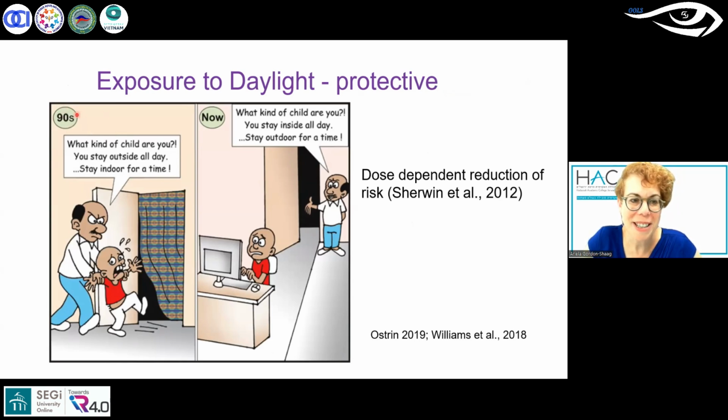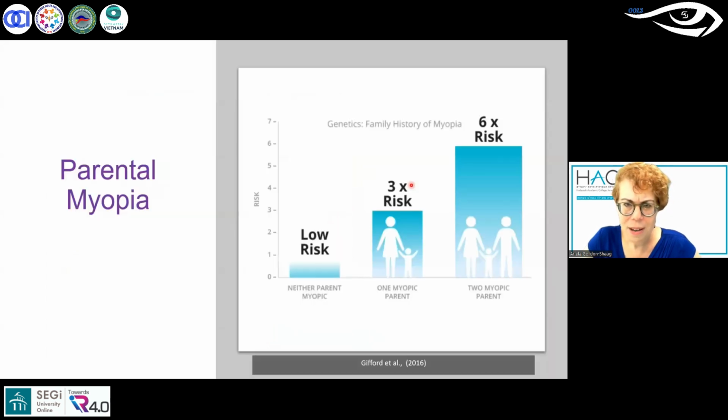This is a scene from the 1990s. A father says to his kid, "What kind of child are you? You stay outside all day. Stay indoors for a time and study." And I have young children, so I can tell you this is what happens now in 2023. The dad says to his son, "What kind of child are you? You stay outside all day. Stay outdoors for a time." So there's a lot of good research that shows that being outside in the sunlight is protective for developing myopia and that it's dose dependent. Okay, parental myopia, you guys said you get it from your parents.